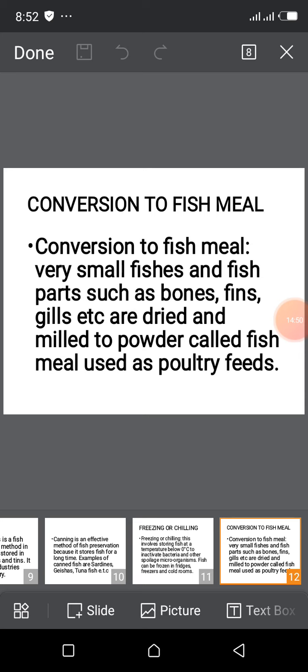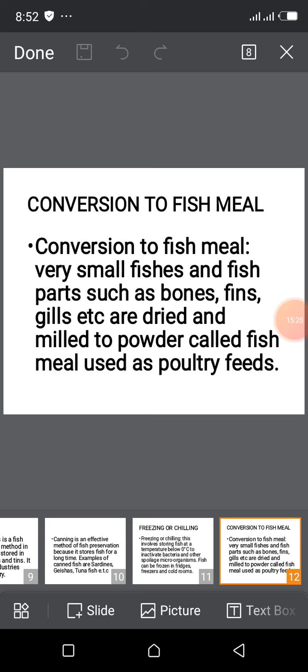In a previous class, under poultry or animal feeds, we looked at fish meal as an example of a food concentrate. Now, after your total harvesting, smaller fishes, or during the processing of the fish, the hairs, bones, fins, gills, etc. that are removed from the fish could actually be dried and milled to powder.